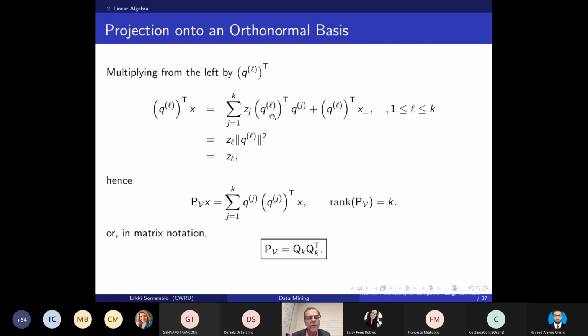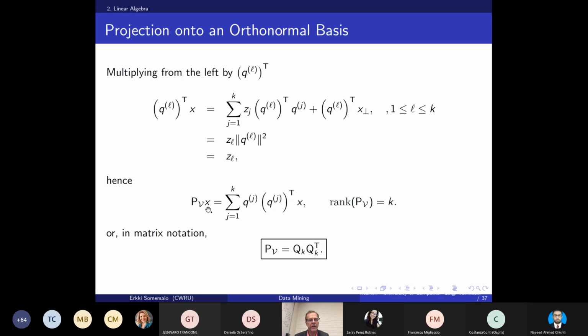In this sum, I'm using the fact that my q's are orthonormal. So ql transpose qj is 0 if l and j are different, and it's 1 if l and j are equal. So this inner product is picking only the term where j equals l. And when j is equal to l, the norm of ql is 1 because I had an orthonormal set of vectors. So what I'm left with is zl. Perfect, this is the way to solve for zl. And therefore now I know what the projection of x to the direction of these vectors q is.